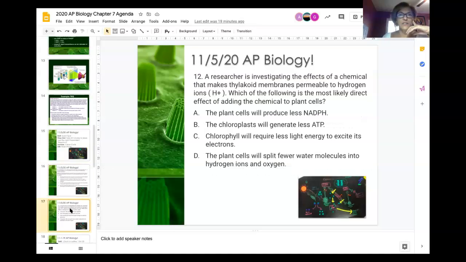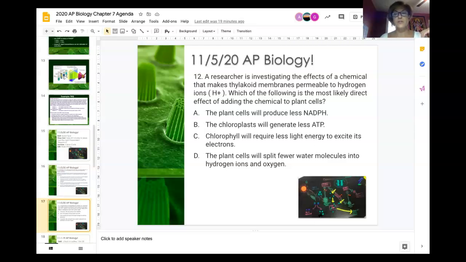These were two questions that a lot of people got wrong on the POGL. And I think this one especially. So a researcher is investigating the effects of a chemical that makes the membrane permeable to hydrogen ions. Which of the following is most directly affected by adding the chemical? So I'd want to know what the role of hydrogen is in this whole process, right? So if I go back to my picture, I'm able to see what I'm doing with hydrogen.